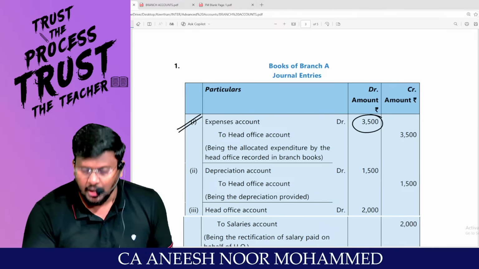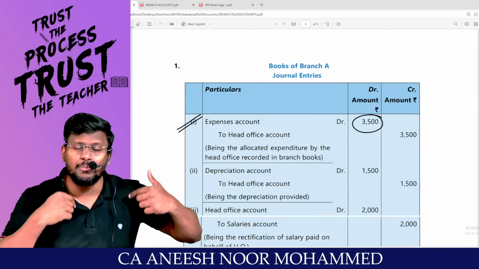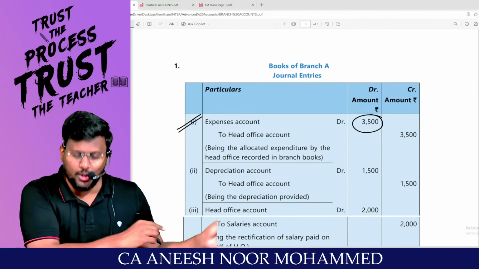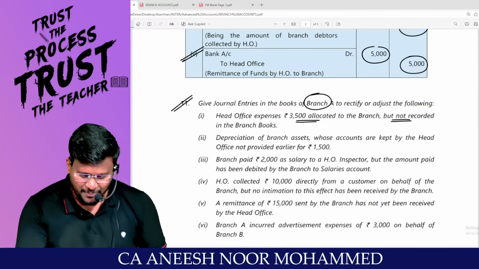Am I right, sir? Sir, branch expenses should be debited because our expenses should be debited. Expenses account debit. Have you paid cash? No. Who paid cash? Head office paid cash. So it's a liability to the branch. We are liable to pay money to the head office. Sir, liability is a credit balance.